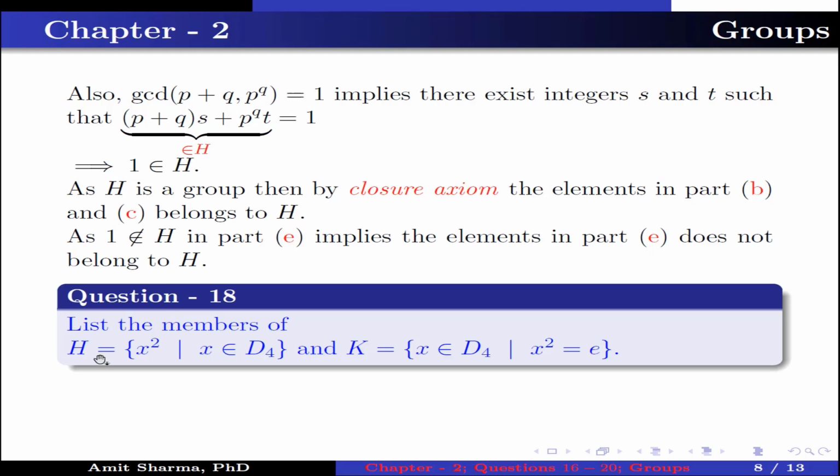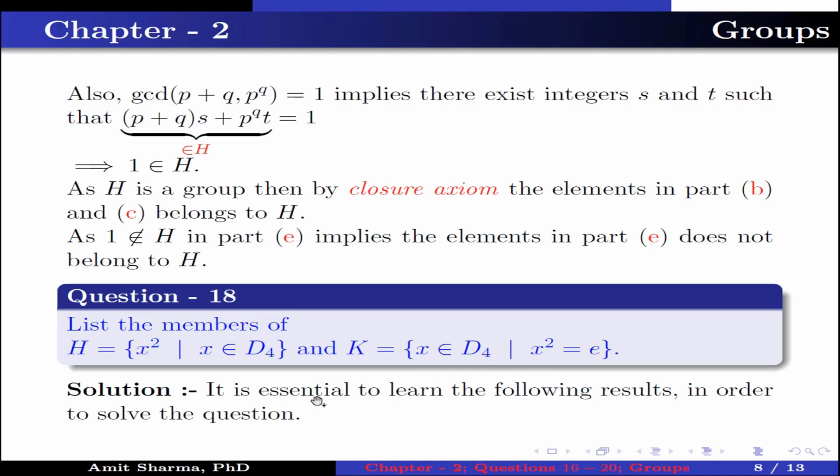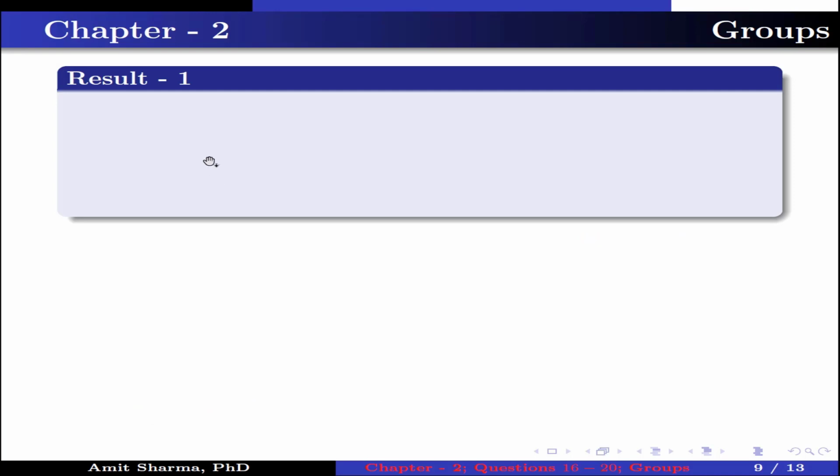Question number 18. List the members of the set H containing X square such that X belongs to D4, and K containing the elements X belongs to D4 such that X square equal to identity. It is essential to learn the following results in order to solve the question.